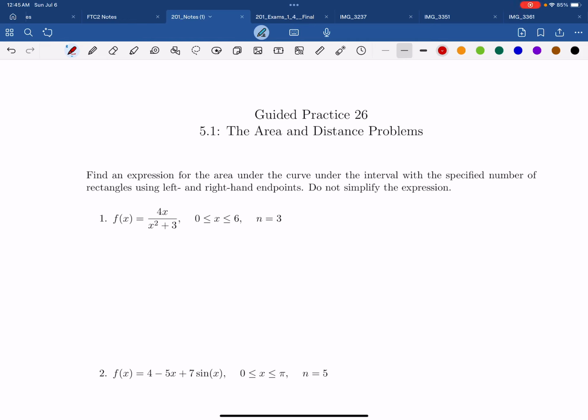Let's do some guided practice. Just want to emphasize we are creating expressions. We are not simplifying. For the area under this curve, on this interval with this many rectangles, we'll do left-hand first and then we'll do right. So I'll just say area left approximately equals, or we can just say equals if we're assuming that this is an approximate area.